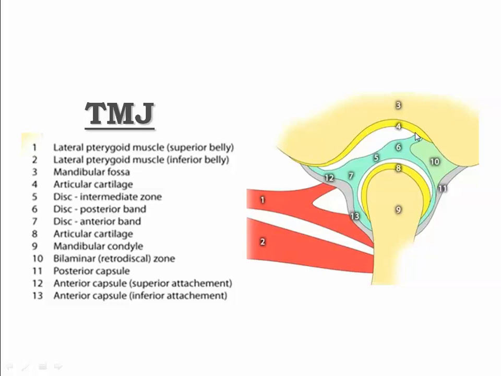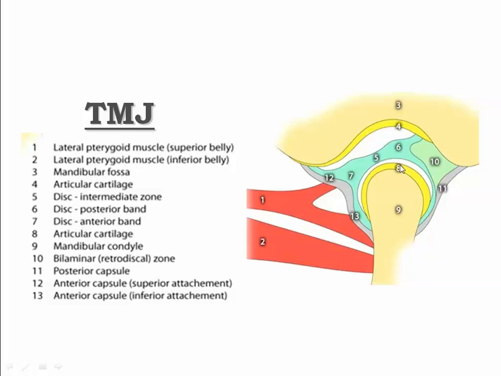This yellow color represents the articular cartilage of the temporal eminence. And here is the articular cartilage covering the head of the mandible. And this is the joint capsule, which is presented here in gray color. And this is the very important structure, which is the articular disc. This articular disc is formed of three parts: the anterior band, then the posterior band, and the intermediate zone.